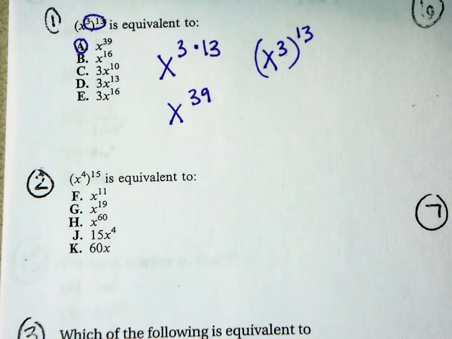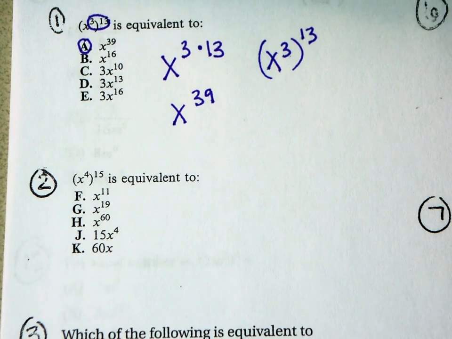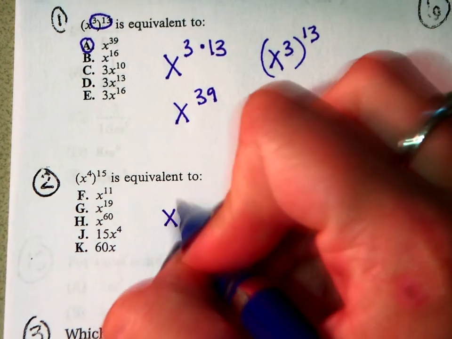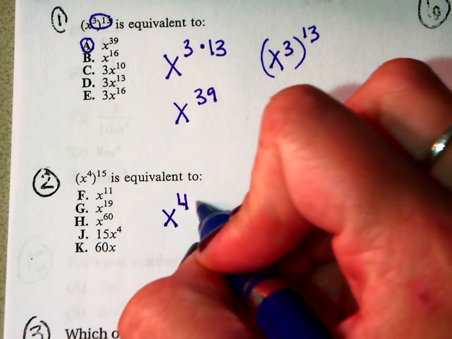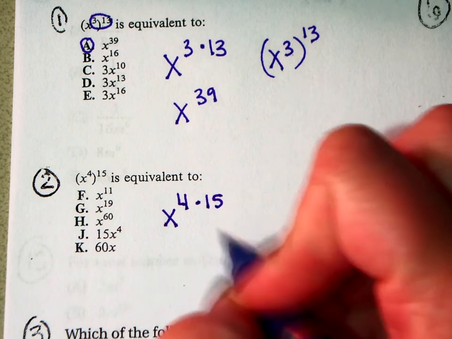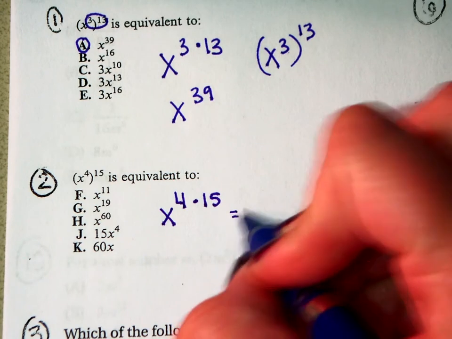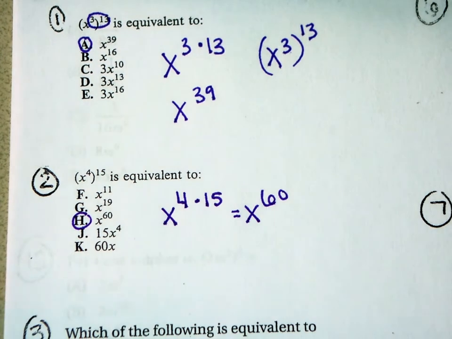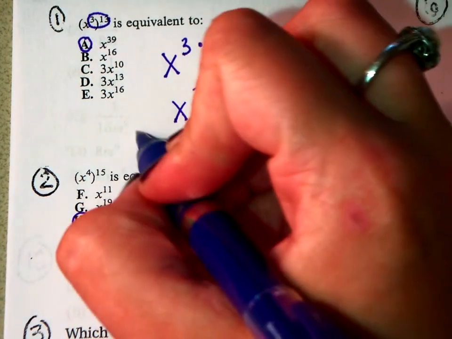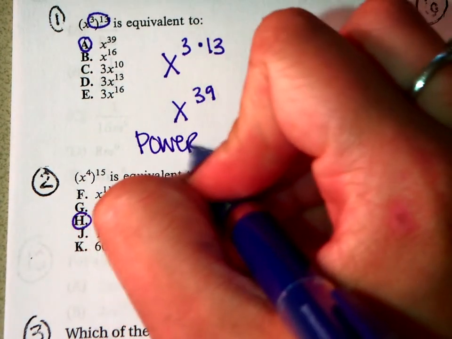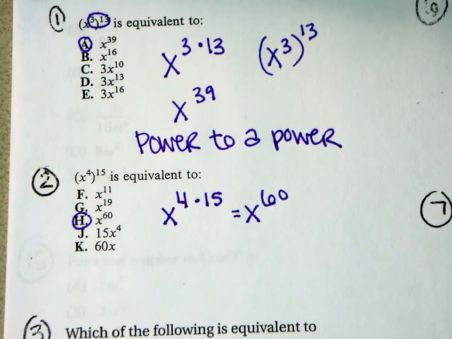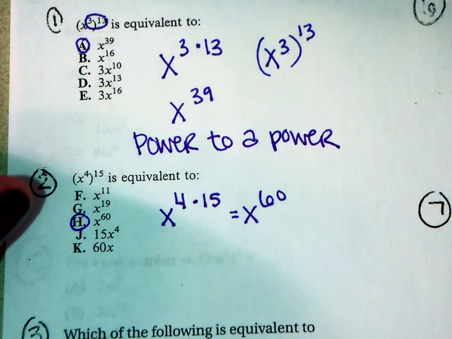So let's look at number 2. Again, x to the 4th is being raised to the 15. So my mind should think I got to multiply those exponents. Again, power to a power. So x to the 4th times 15. So 4 times 15 is 60. So the correct answer is H. It just takes time. So remember, this is called the power to a power rule. Power to a power. It's an exponent raised to another exponent.